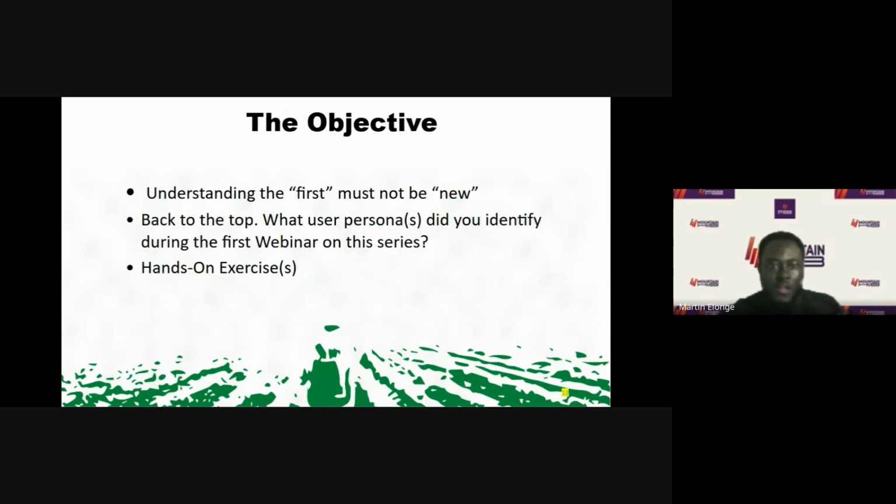Okay. The objective. At the beginning, we talked about an objective in being able to carry this right to the end, to understand exactly why we want to understand. We want to talk about identifying customer segments and early adopters, right? And one of the things that we want to clarify is that the first must not be new, right? The first must not be new. So early adopters, they're looking at changes.